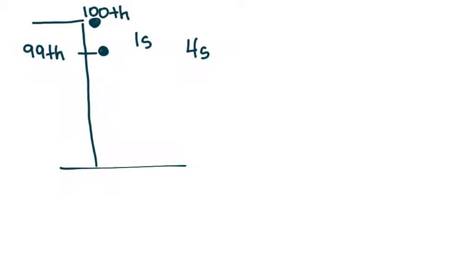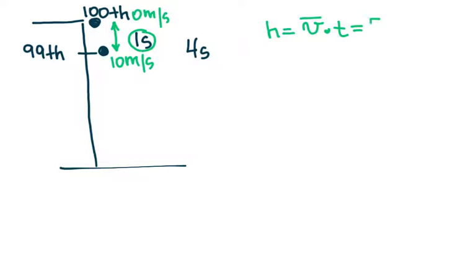So at first I'm going to look at the distance it traveled in 1 second, or the height of 1 story. So the height of 1 story is the average velocity times the time. In 1 second, the velocity is going to be 10 meters per second, and the initial velocity was 0 meters per second. So the average velocity is 5 meters per second, and the time is 1 second. So the distance it travels in 1 second is 5 meters, and that is the height of 1 story.